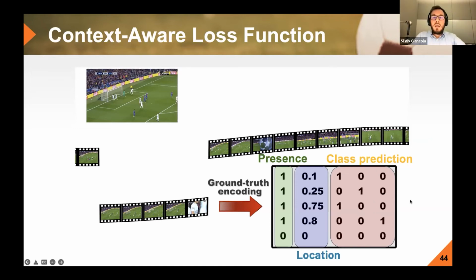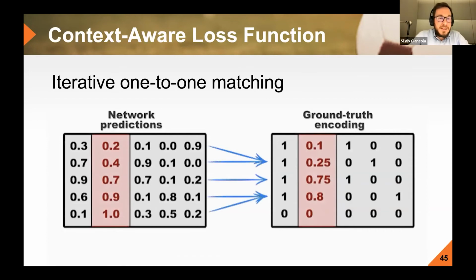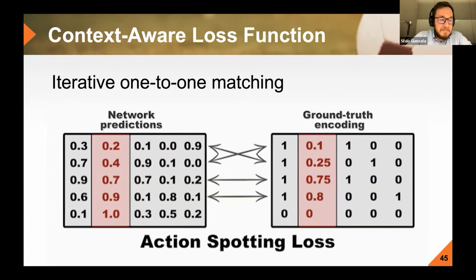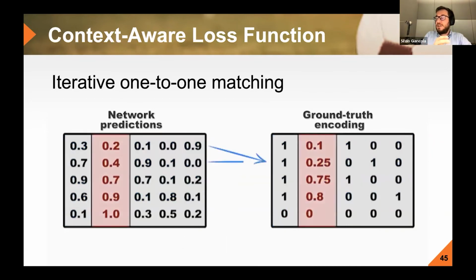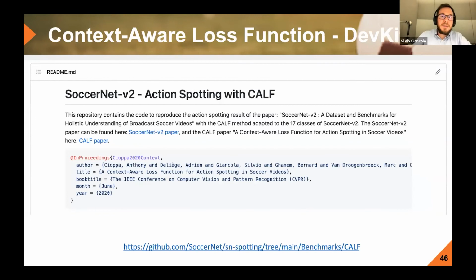That specific encoding allowed us to do a nice trick, like the iterative one-to-one matching of the predictions to the ground truth encoding, which provides very nice performances, like a regression model somehow that regresses how far an action is in that specific clip. Now, once again, this is a very broad overview of CALF, the context-aware loss function. I do invite you to read the paper that introduced that baseline. There are for sure better videos online on YouTube, already on the SoccerNet channel, that explain the interesting details of the context-aware loss function. Again, that method is available online.